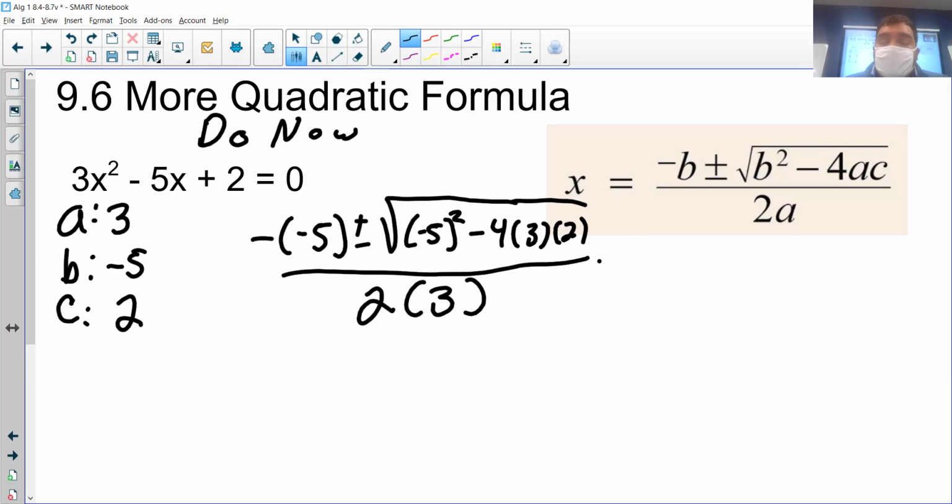Oh, I did positive 5. So 5 plus or minus the square root of 25 over here is 25, minus the other one over here is 24.